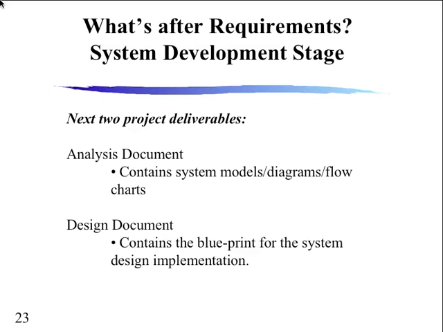So what's after requirements, as I've talked about so far? System development stage. So the next project deliverables. And just to clarify the point, you do have an analysis document and you have a design document. The analysis document is going to have all your system models, your diagrams, and your flowcharts in it. Your design is going to contain the blueprint of the system that's going to be implemented.